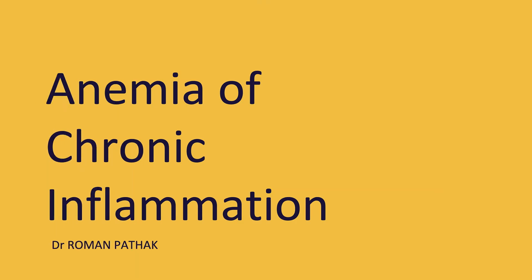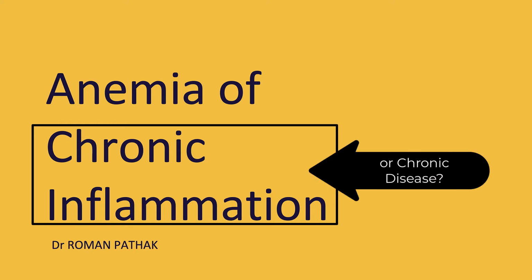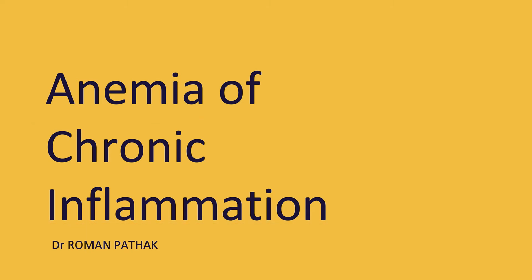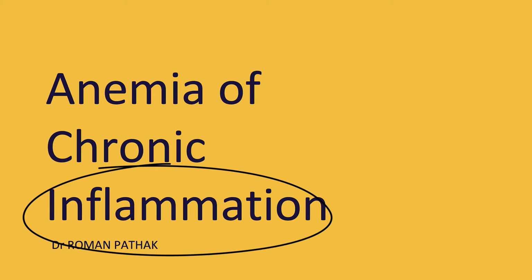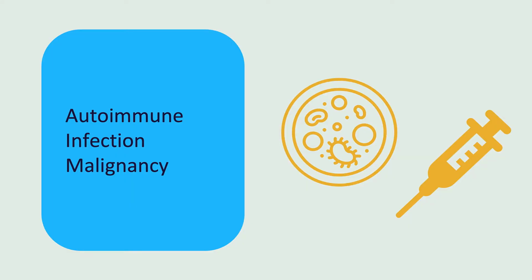Let's discuss the pathophysiology of anemia of chronic inflammation. Now, you may have heard anemia of chronic disease more than anemia of chronic inflammation. The reason I have used this term here is the underlying mechanism for anemia in chronic disease is inflammation. This inflammation releases interleukin 6, which starts the whole process. That is why I prefer to call it anemia of chronic inflammation.